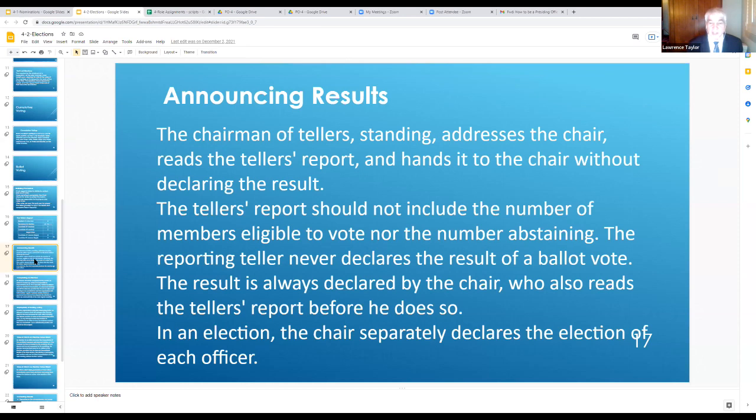The results are always declared by the chair, who also reads the teller's report before doing so. It feels a little bit redundant, but it's the chair, the presiding officer, who makes the results of the election official. And in an election, the chair separately declares the election of each officer.